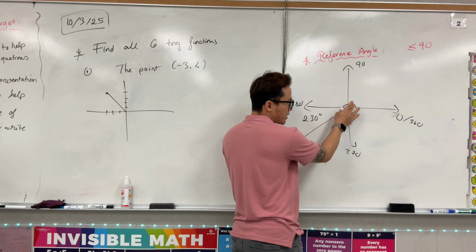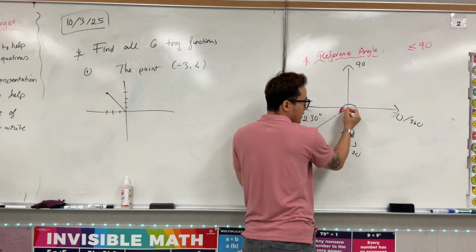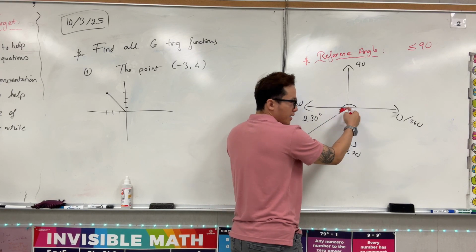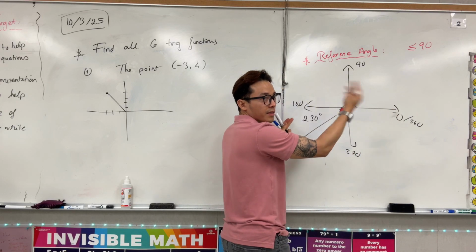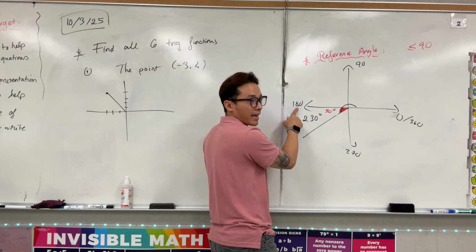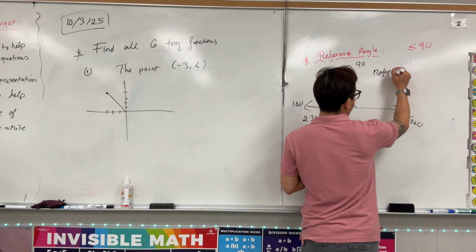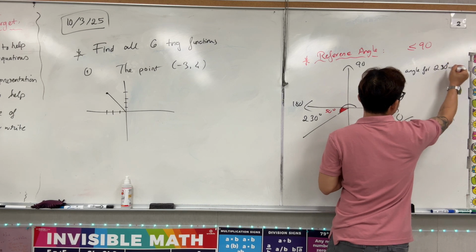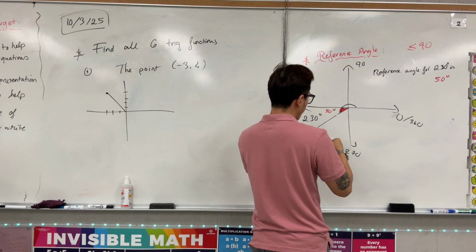Do you see that this is 180? The angle closest to this one but less than 90 is this one, right? So this is the reference angle for the whole thing. Usually 180 and 360 are like one round. So how do they get 50? 230 minus 180. So the reference angle for 230 is 50, right?